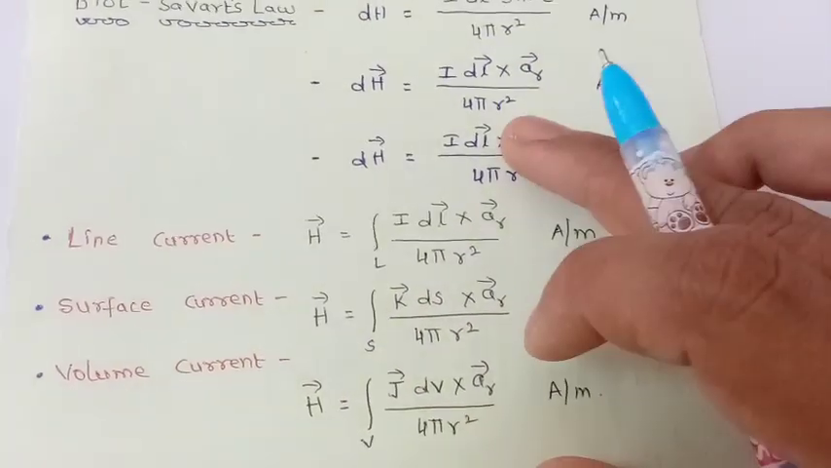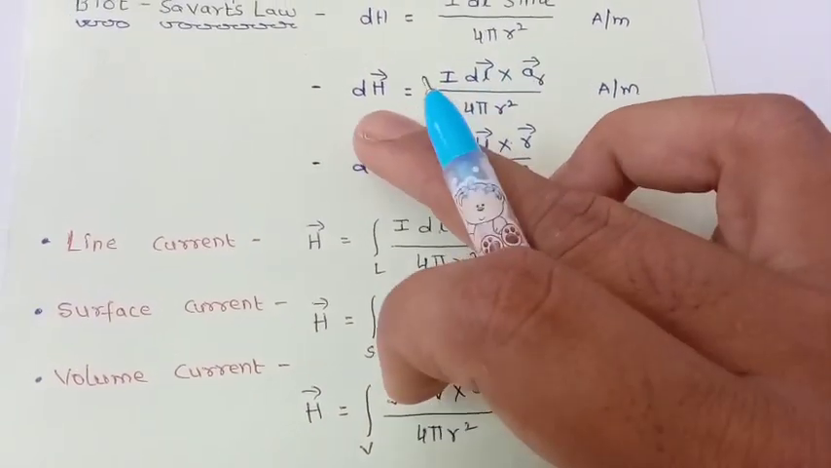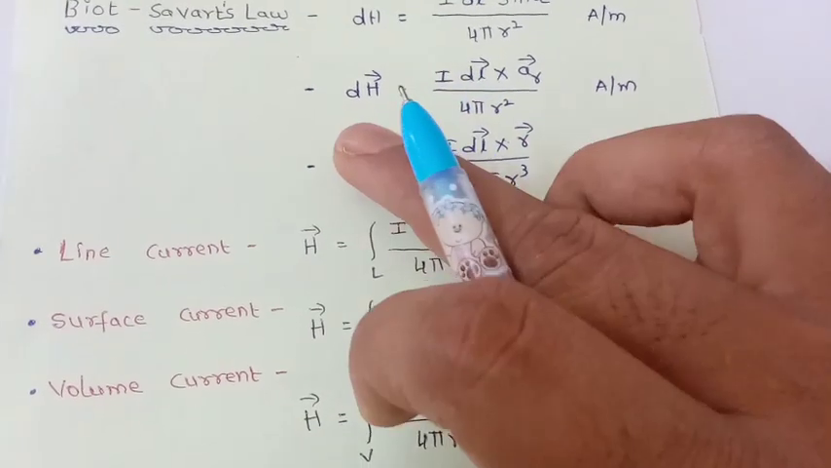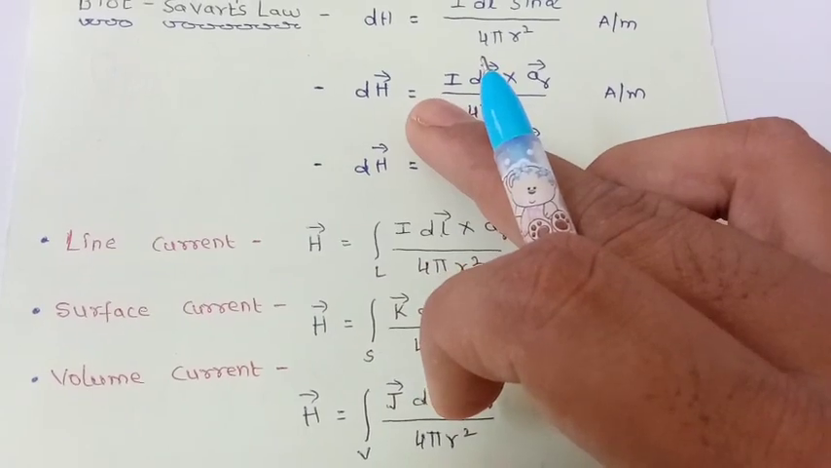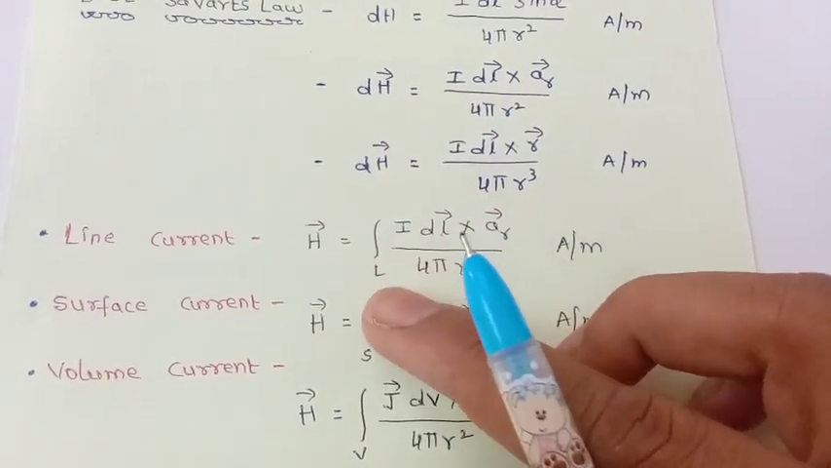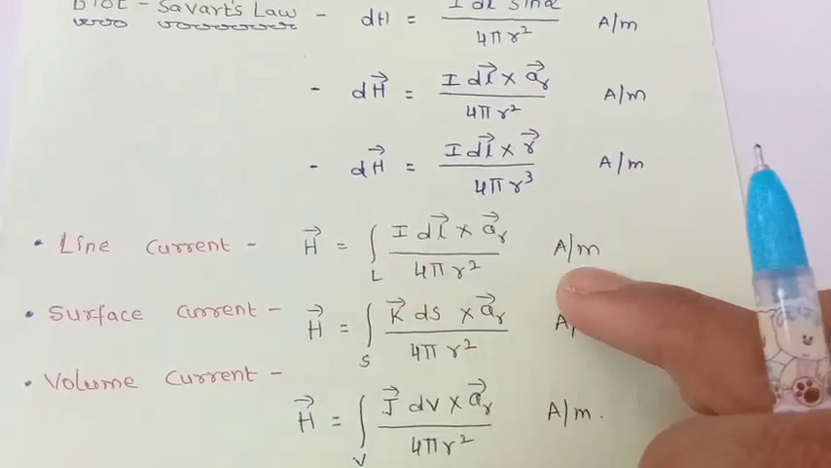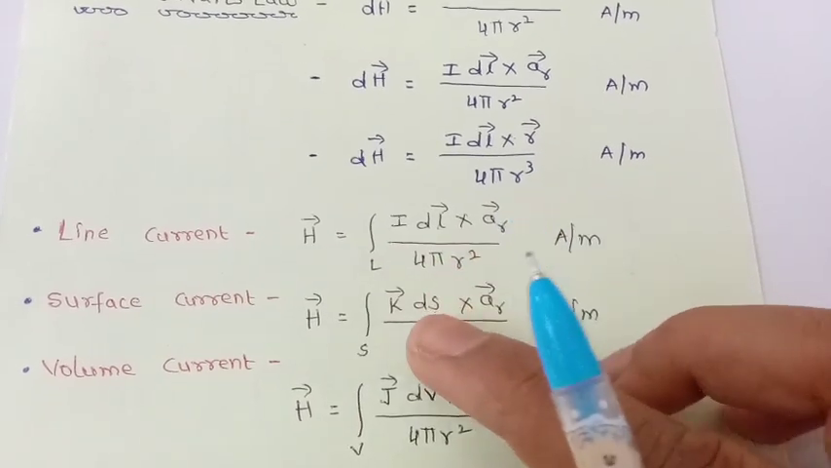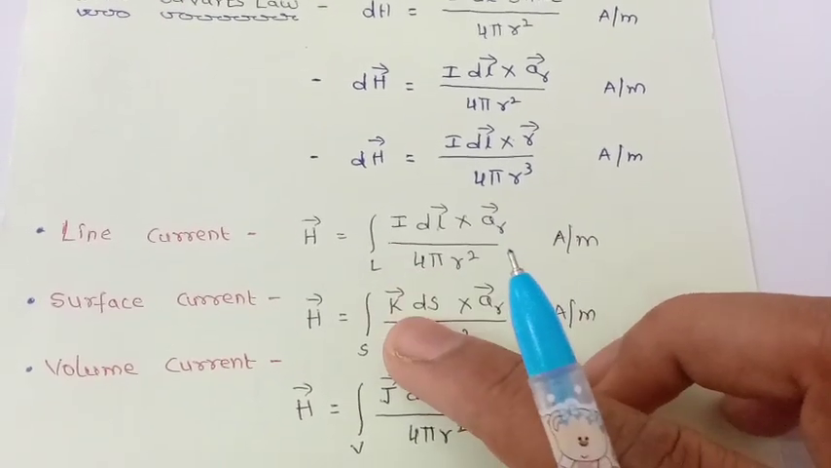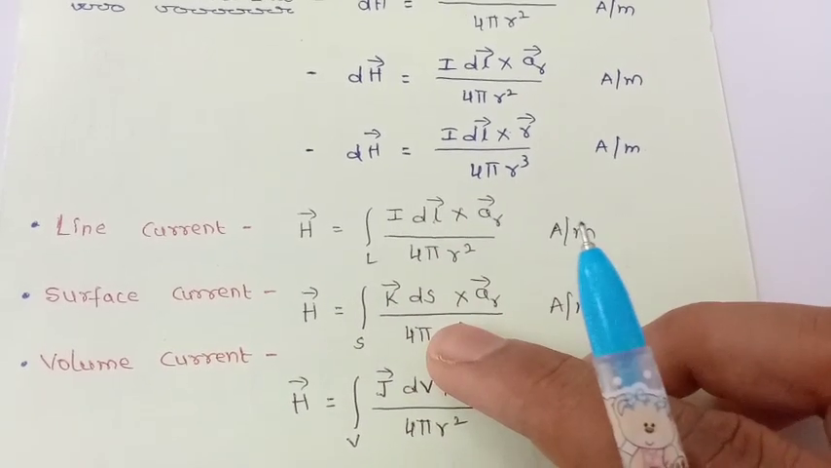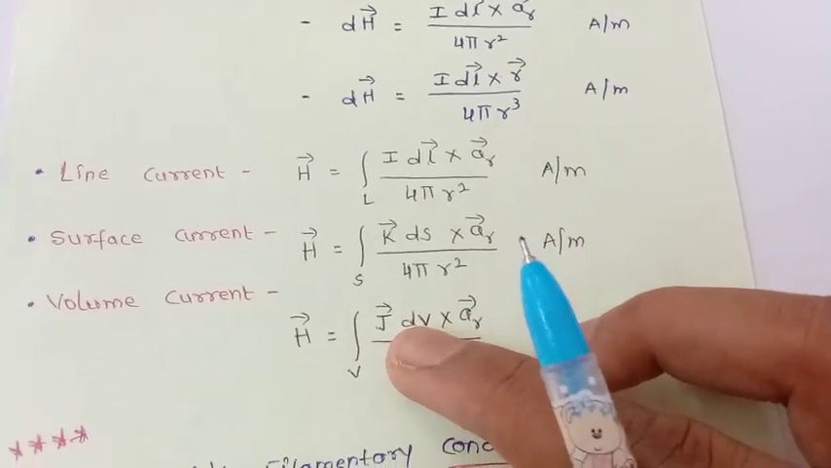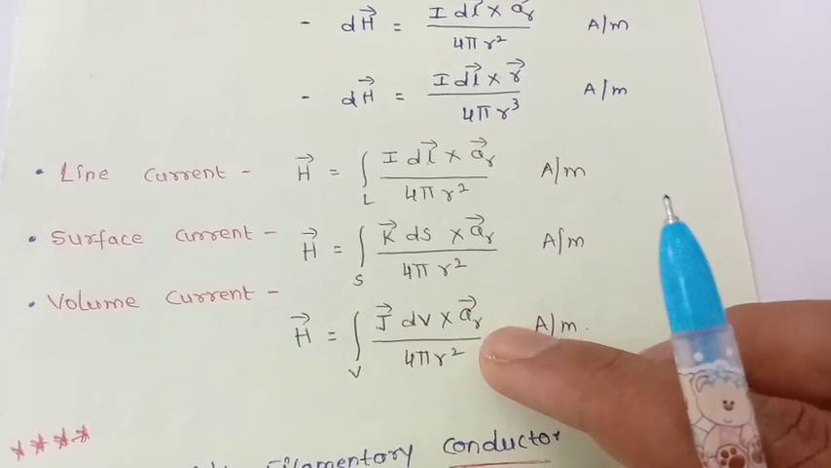If you observe that this is a differential magnetic field intensity, if you send this differentiation to that side, it becomes the integration, then it becomes the line current distribution. In the place of this, if you replace the surface current density, then it becomes the surface current distribution. If you replace volume current density, then it becomes volume current distribution.